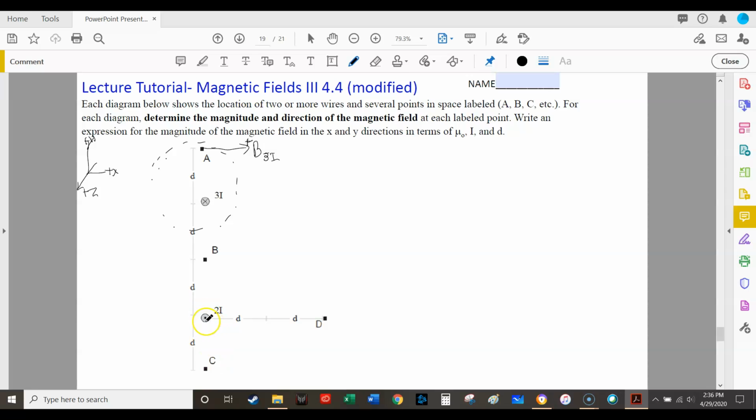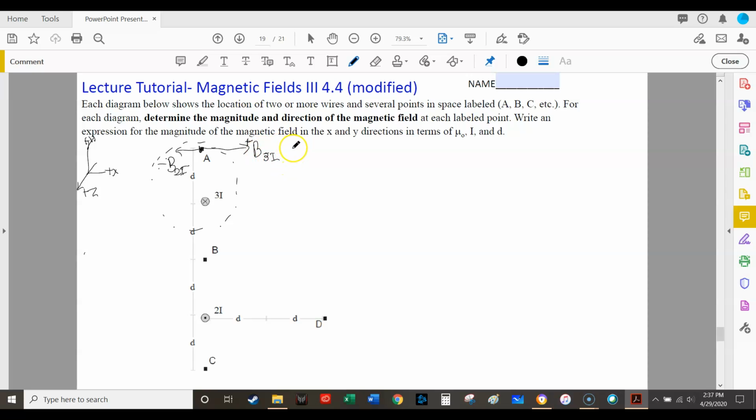Well, the 2I wire is going to cause a circle around it as well, and my thumb is going to be pointed out of the page, and so right above it, when I curl my fingers around, it looks like this. The 2I wire, since it's so far away, its magnitude is going to be smaller, and it's going to be pointed in the negative x direction. Okay, and I subscripted it, negative B2I and positive B3I for that.